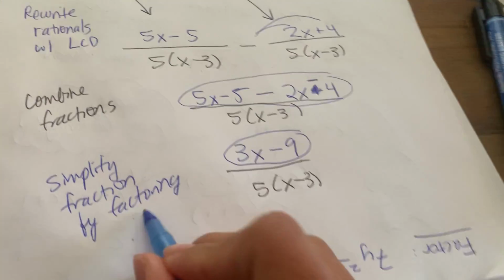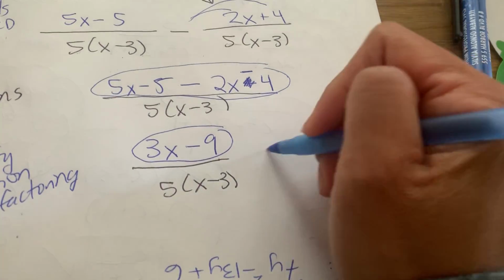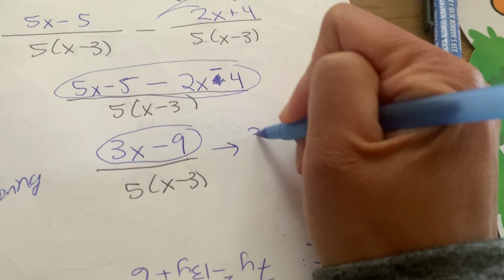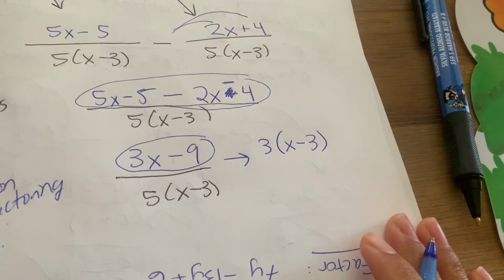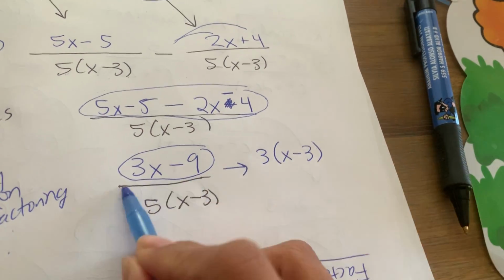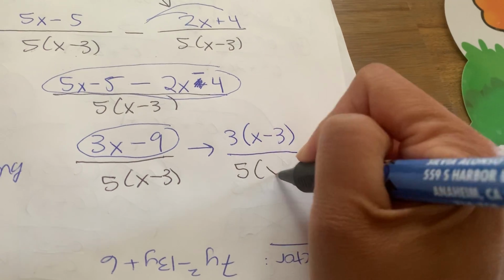Did I not mention that factoring is so important? So here, 3x minus 9, can I factor that? I sure can. I could pull out the 3, which is the greatest common factor, and inside I have x minus 3, because 3x minus 9. In the bottom here, I have 5 times x minus 3.